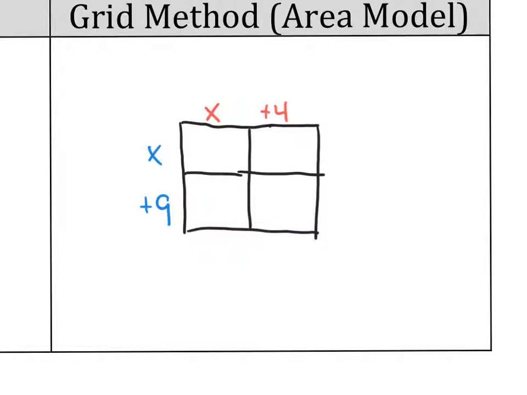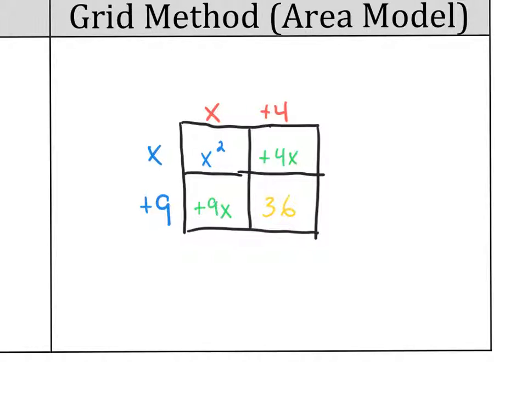All right, now remember what goes inside. What goes inside is multiplication. So x times x would give me an x squared. Next, this positive 9 down below and this x on top multiply to be 9x, positive 9x. If you want to write the plus, you may, or you can just write 9x. Next, this x out here and this positive 4 multiply here to be positive 4x. And lastly, the 9 and the 4 multiply to be 36 there.